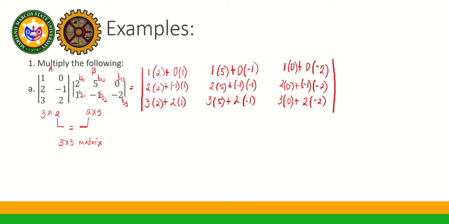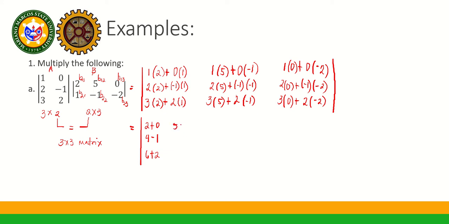And then, from that, we can simplify. So, this will be equal to 1 times 2 that is 2. 0 times 1, that is 0. 2 times 2, that is 4. Negative 1 times 1, that is negative 1. And then, 3 times 2 is 6. Then plus 2. Okay. And then this one, 1 times 5 is 5.